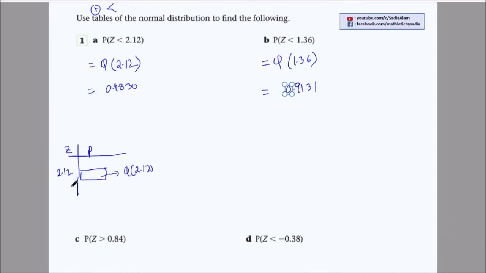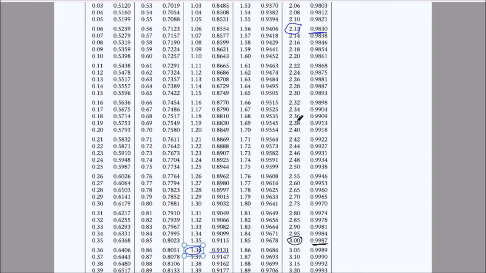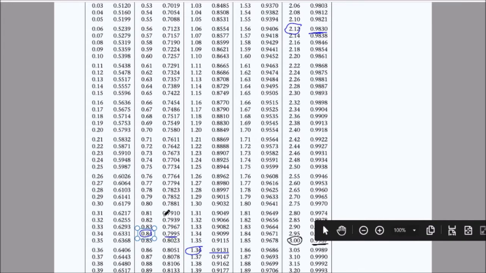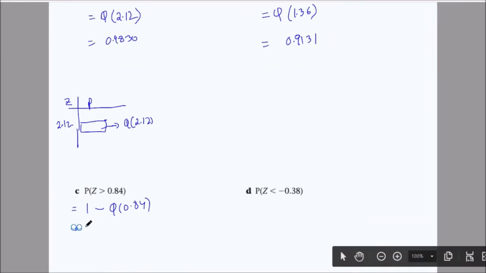Okay, so the next one is greater than. For greater than, we do not have a value from the table, so we will do 1 minus phi of this value. So 0.84. 0.7995 is the probability. So if you solve this, you'll get the result.